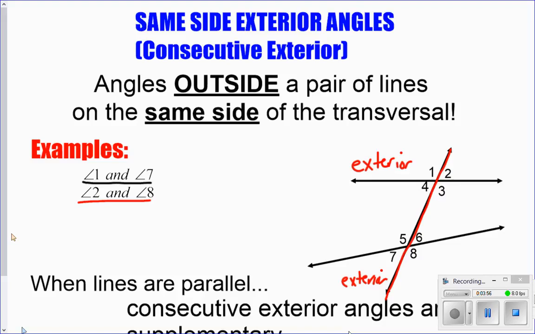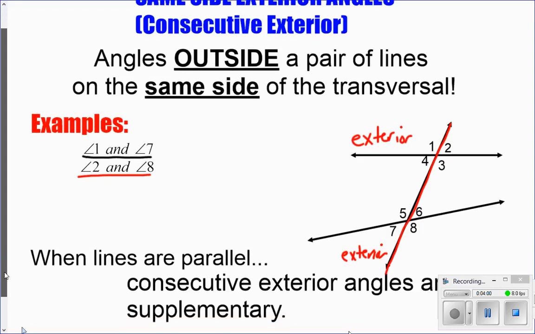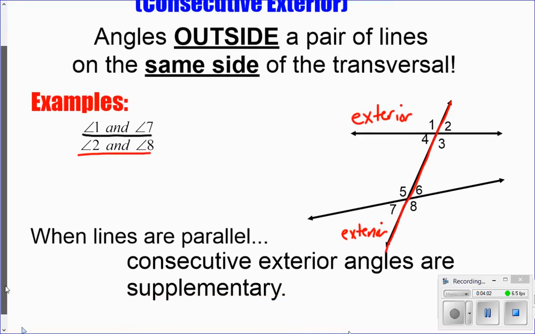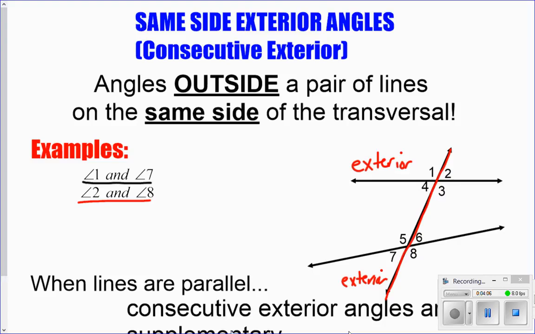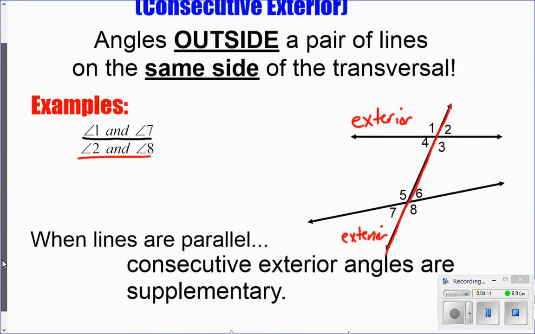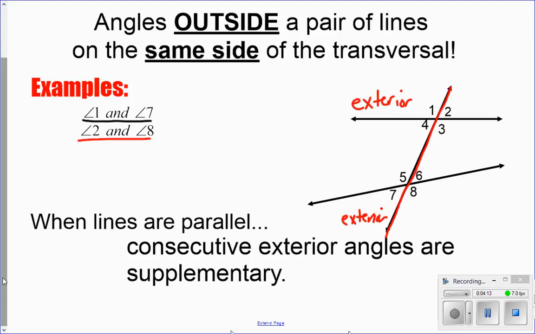In our diagram, we know the lines are not parallel, but if they were, then these consecutive exterior angles or same side exterior angles are supplementary. So again, a way to remember that, same side supplementary. Same side interior angles are supplementary and same side exterior angles are supplementary. Again, only though when the lines are parallel.